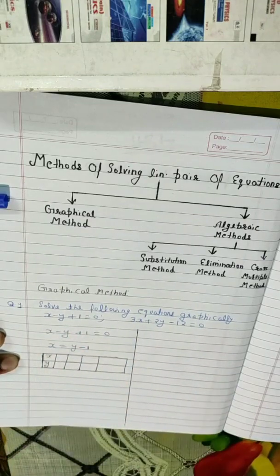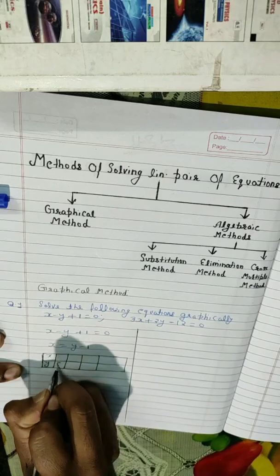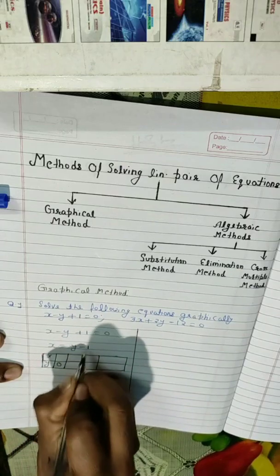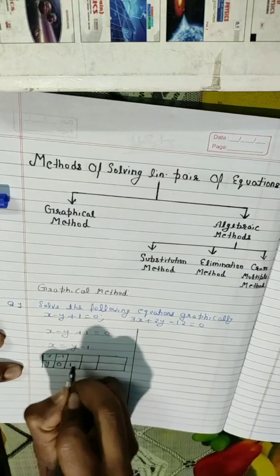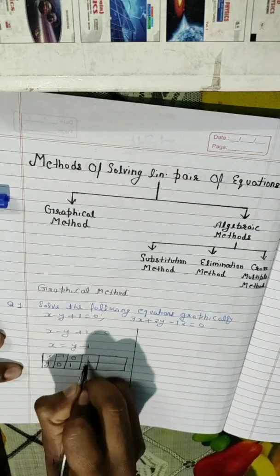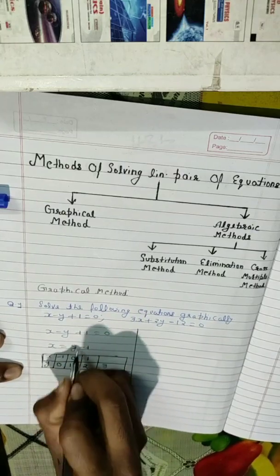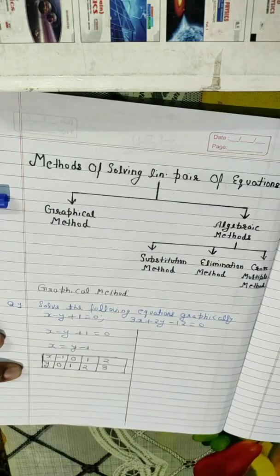I am taking 4 solutions here. Actually only 2 points are enough to make a line, but I am taking 4. Take y equals 0 first: 0 minus 1, x is minus 1. Take y equals 1: 1 minus 1 is 0. Take y equals 2: 2 minus 1, x is 1. Take y equals 3: 3 minus 1, x is 2. So I found 4 points or 4 solutions.